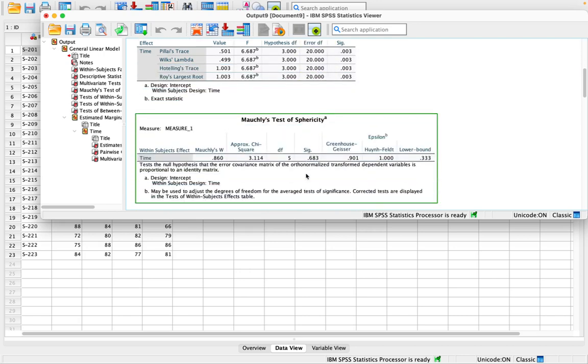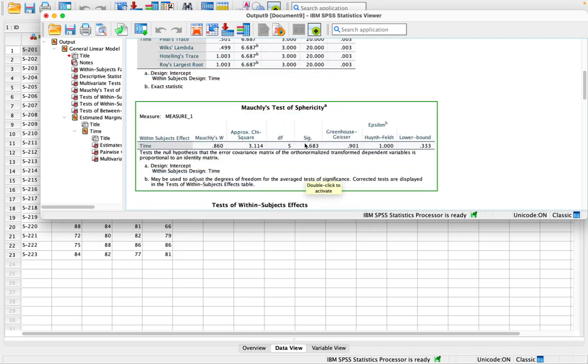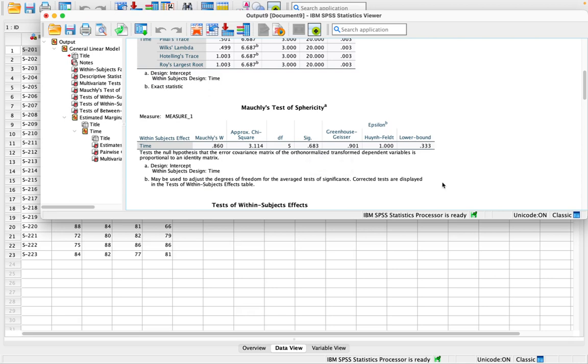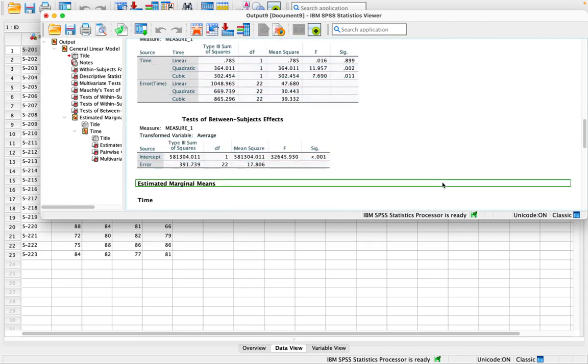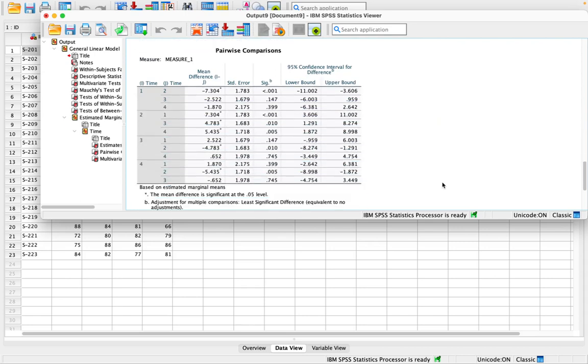So the next thing I want to do is go down to the test of sphericity. And when I'm looking at the test of sphericity, I really need to pay attention to the significance number. And this significance number, if it is greater than 0.05, it means that my conditions are met and that there's no violation in sphericity. So as I can see here, this number is greater than 0.05, so I don't have any violation in my test of sphericity. So that means that I can come down to the pairwise comparisons.